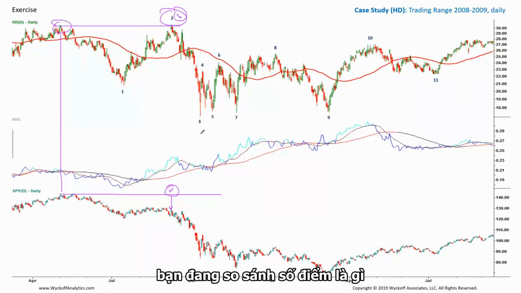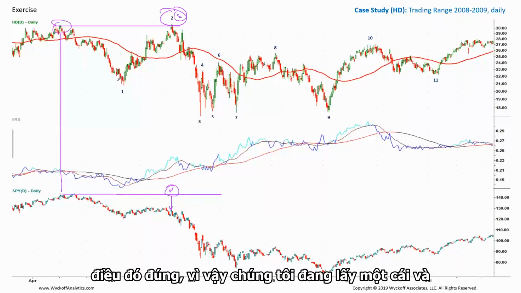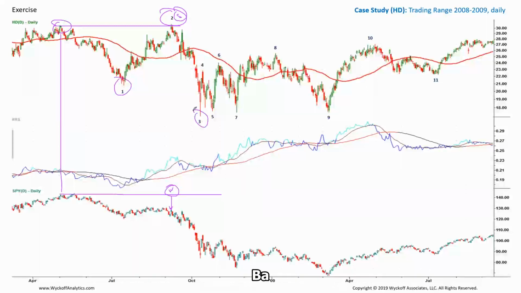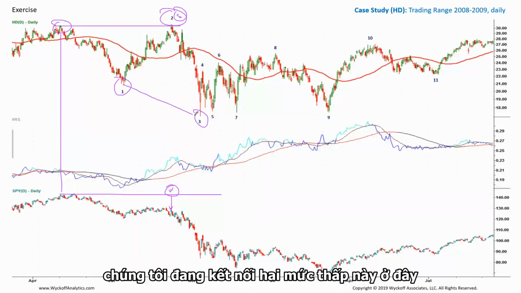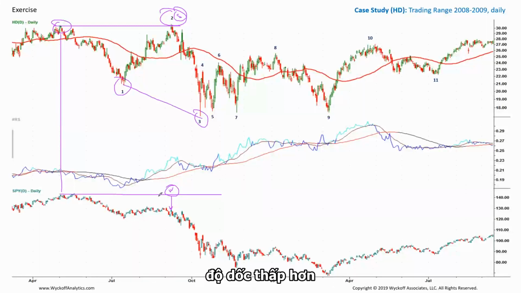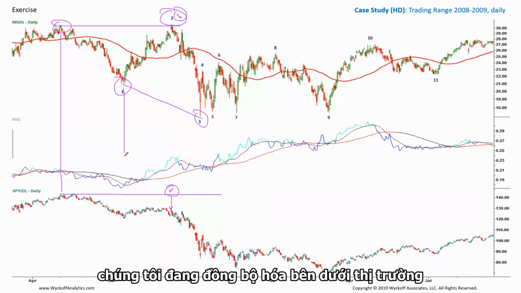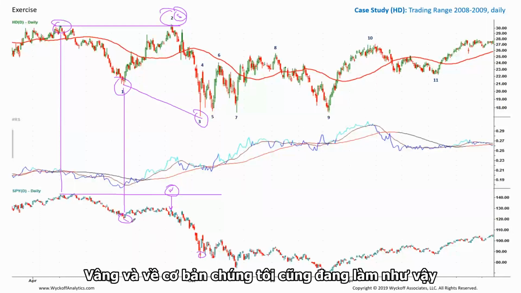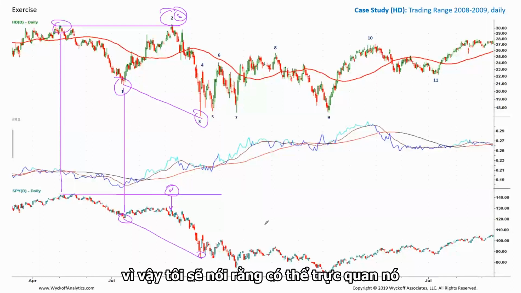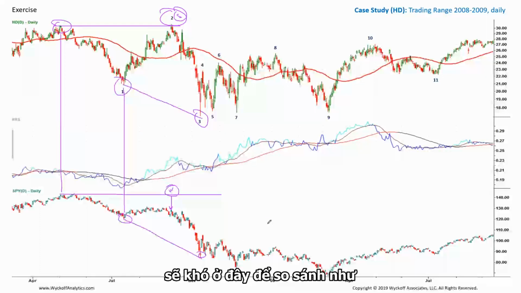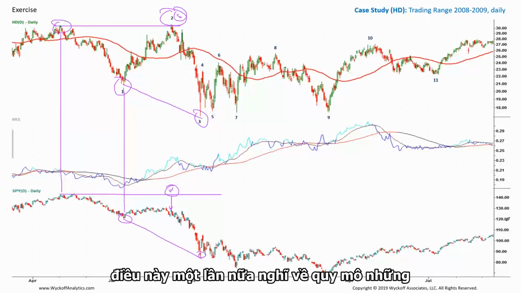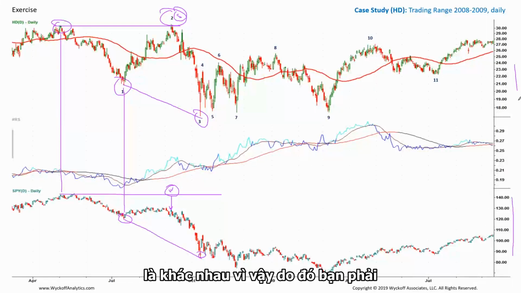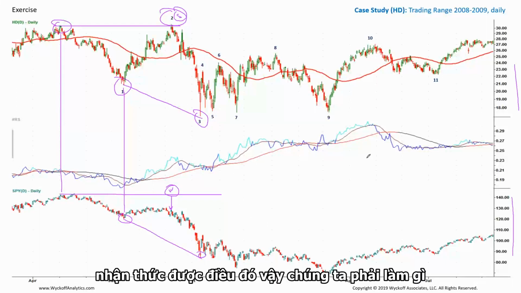what are you comparing point number 3 to? From 1 to 3. Okay, so point number 1, that's correct. So we're taking 1 and 3. We're connecting these two lows. Here's our slope. We are synchronizing the low of the market, and we're basically doing the same. So I would say that maybe visually it's going to be hard here to compare like this. Again, think about the scales. Those are different. So therefore you have to be cognizant of that.